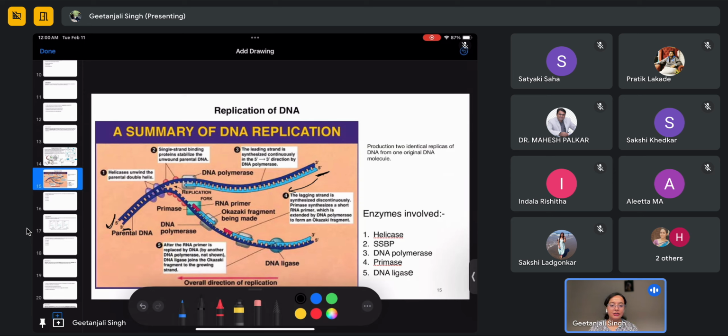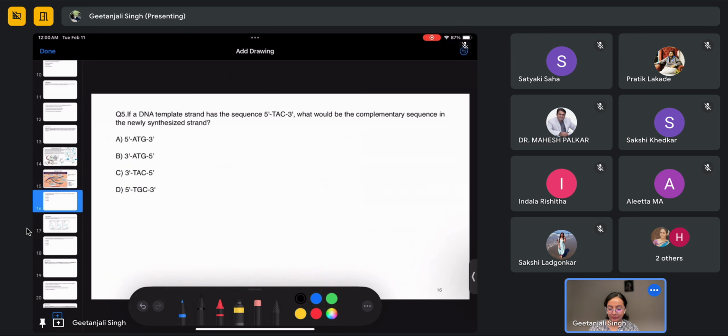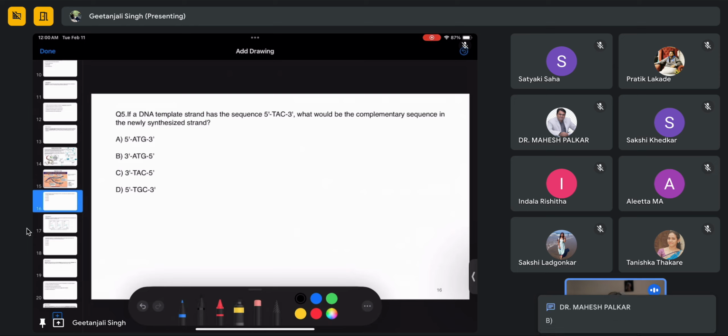Now let's get to the questions and test out our concepts. If a DNA template strand has the sequence 5' TAC 3', what would be the complementary sequence in the newly synthesized strand? A, 5' ATG 3'; B, 3' ATG 5'; C, 3' to 5' TAC; and D, 5' to 3' TGC.